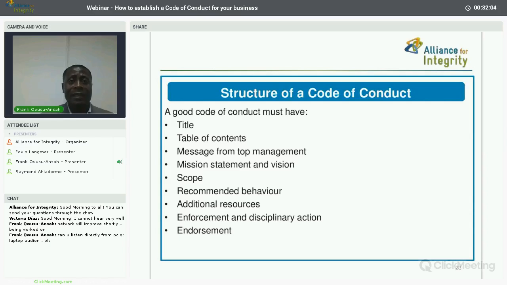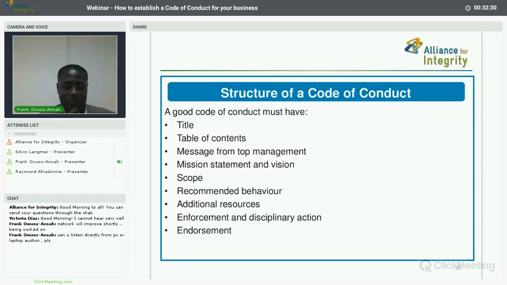Appealing in the sense that employees should be able to refer to it and should be able to identify themselves with what the heading is and what the provisions are in the code of conduct. The organization or the company should avoid using legal jargons and titles that will rather cause employees to read meanings into it.